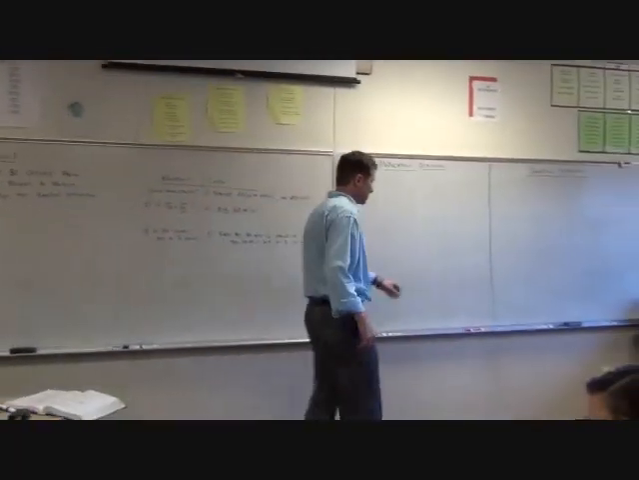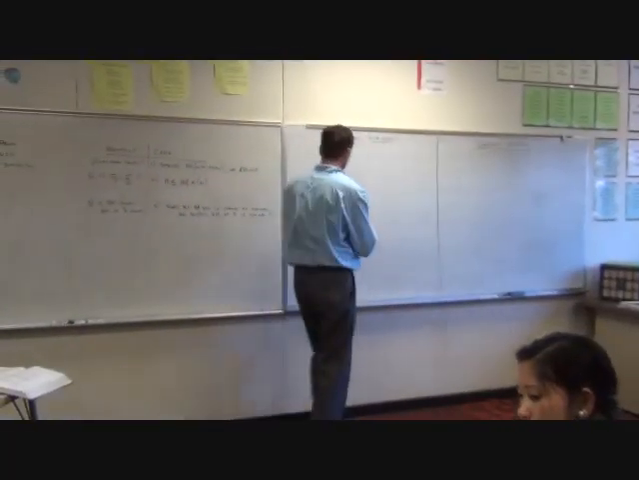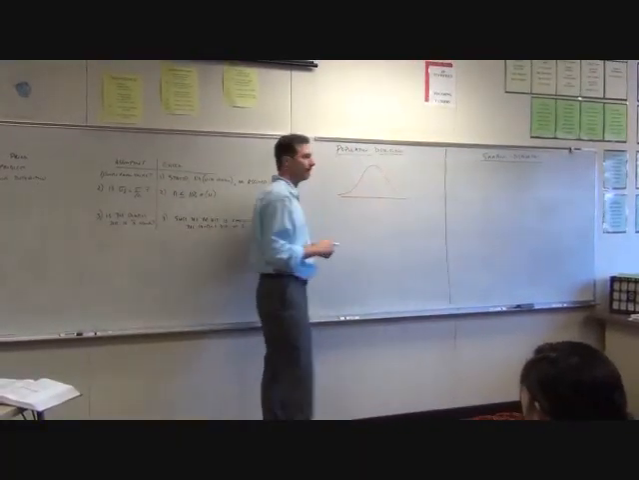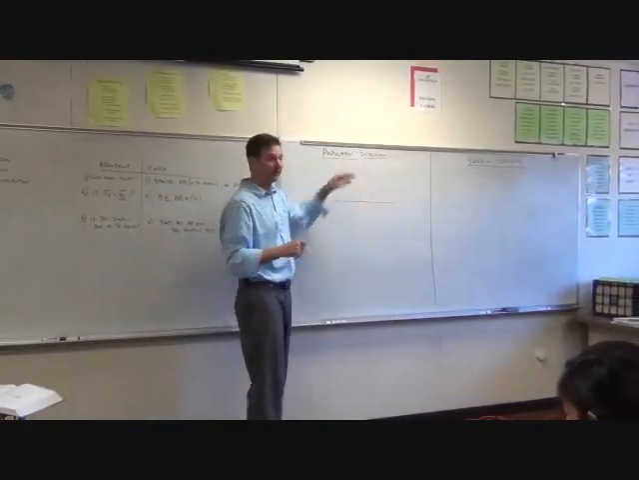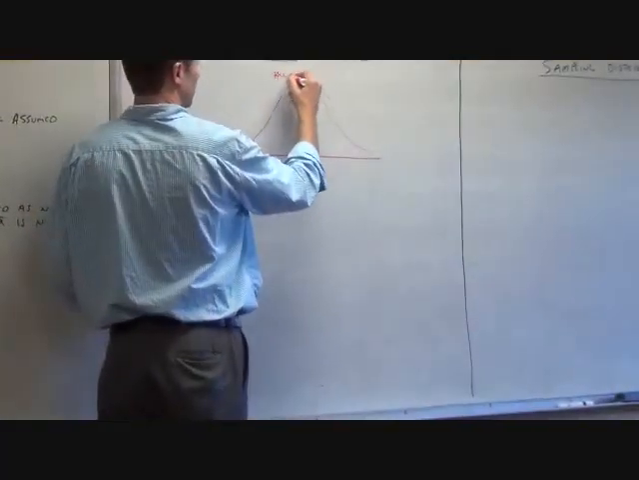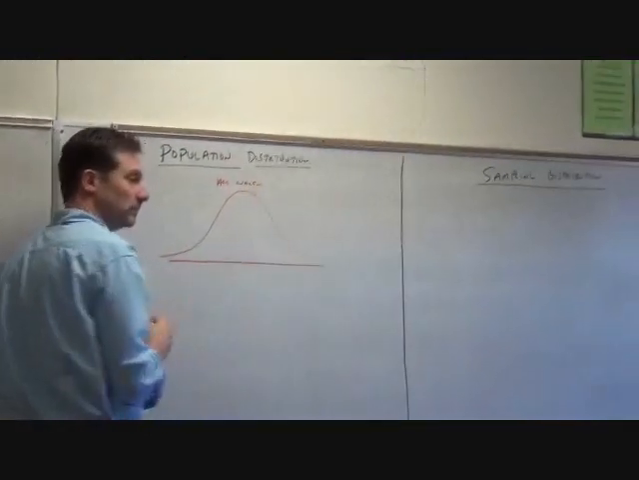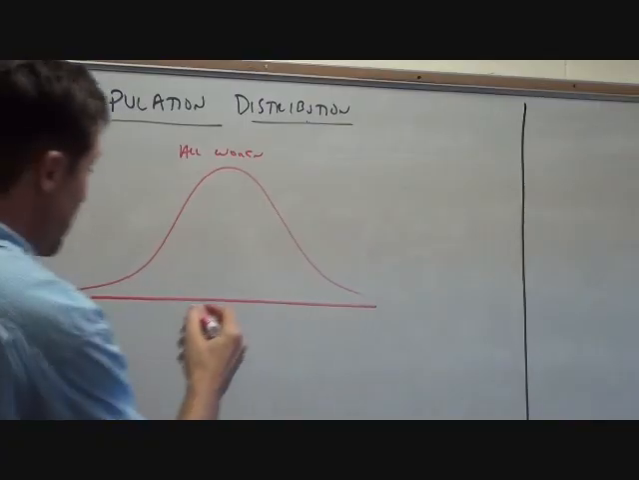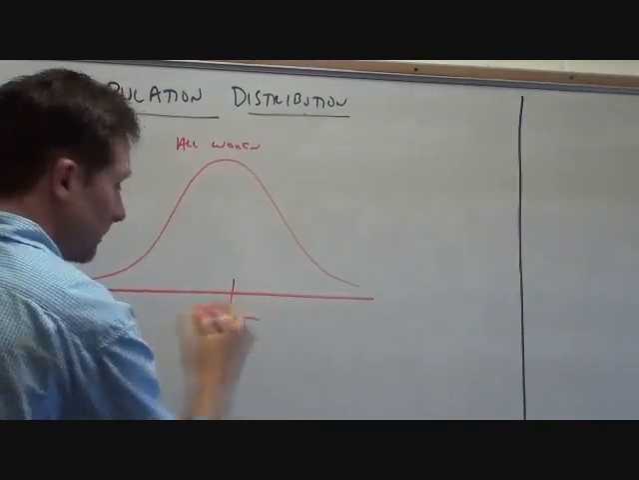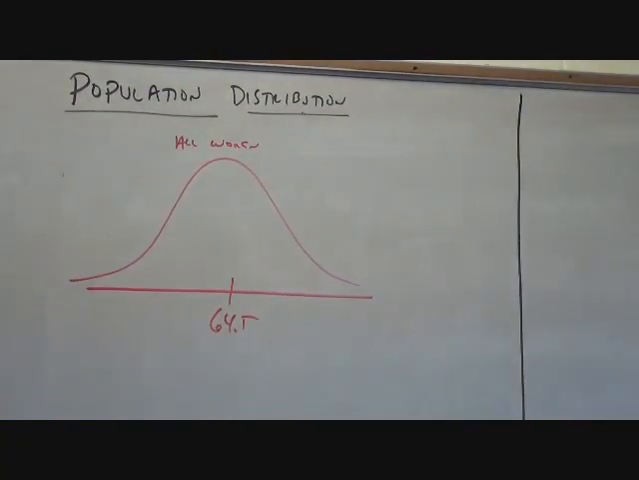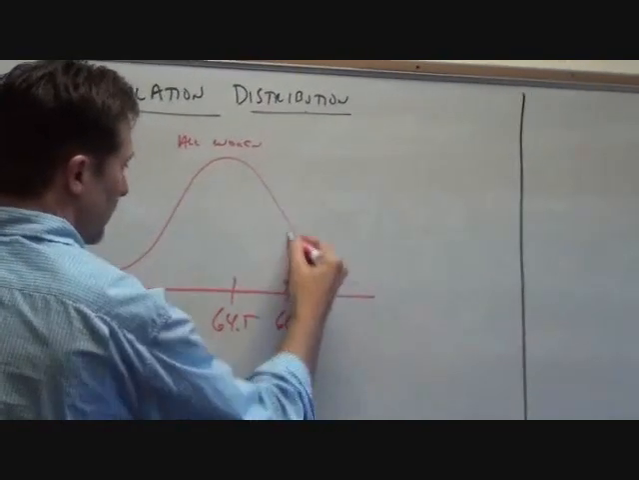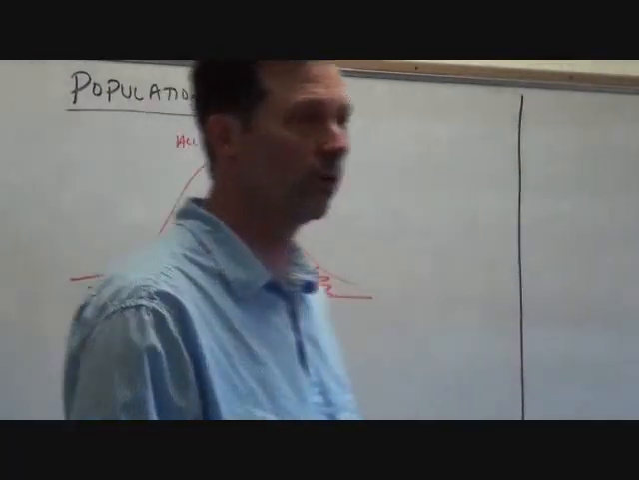Well, they told us in the problem that the population distribution was normal, so we can draw our curve. This is the problem you've done many times already. These are all young women. The population distribution. They told us the mean, and they want to know what's the probability of getting a height that's greater than 66.5. Shaded. That's what we're looking for.